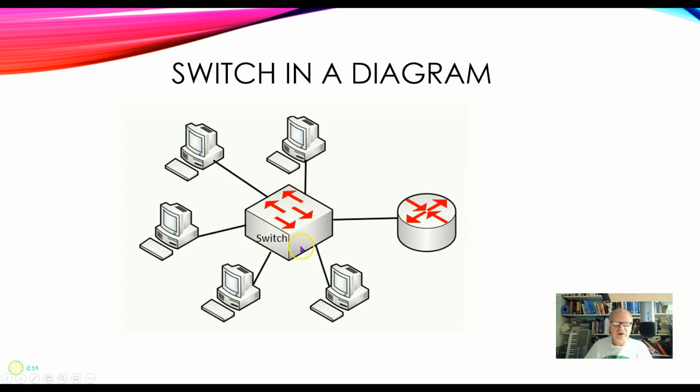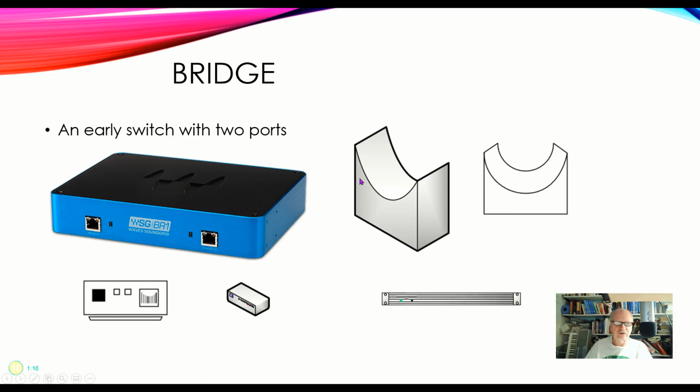Here's a switch in a diagram. So I've got a Cisco 2D schematic here, and then this is a router over here. So remember, every port off of a switch is its own collision domain. So in fact, let's count those collision domains. I got 1, 2, 3, 4, 5, 6 collision domains off of this switch, and so that's it for the switch. Let's take a look at the bridge.